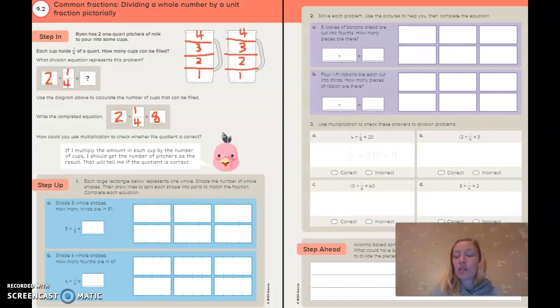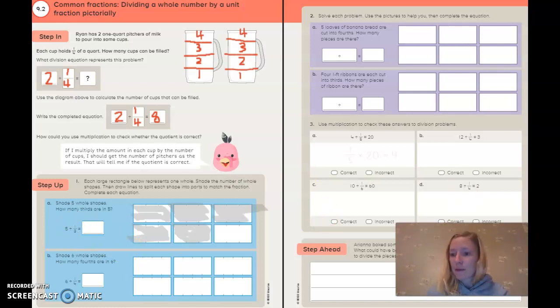Okay, so I'm going to start by doing what it says. It says shade 5 whole shapes. So I'm going to do my best, guys. You know I'm terrible at this. So 1, 2, oh gosh, 3, 4, 5. Okay, now I'm breaking that up into thirds because I'm doing 5 divided by 1/3.